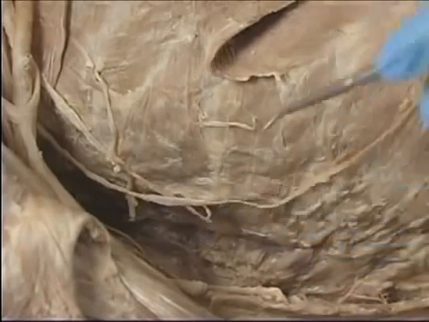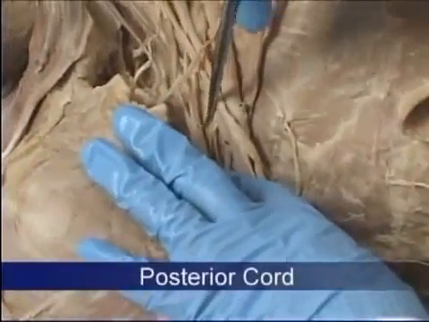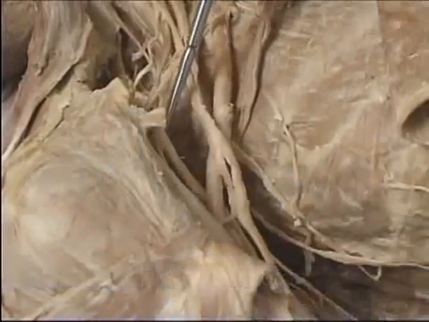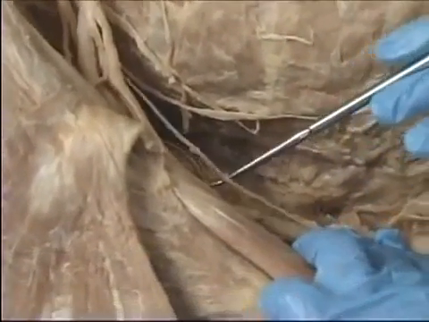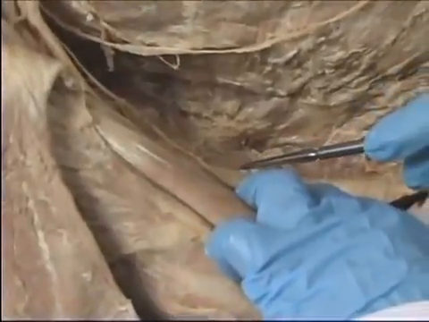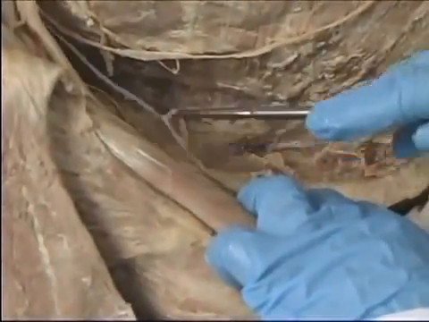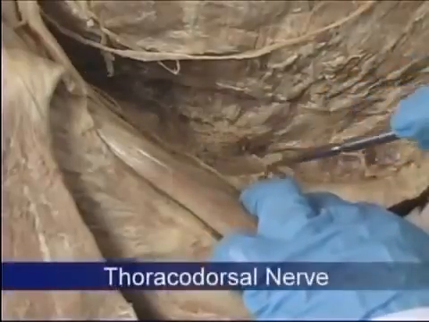Another nerve which comes from the posterior cord, here's the posterior cord. We can see this nerve coming down to supply this muscle which is latissimus dorsi. We can see the branching of this nerve which is supplying the latissimus dorsi muscle.